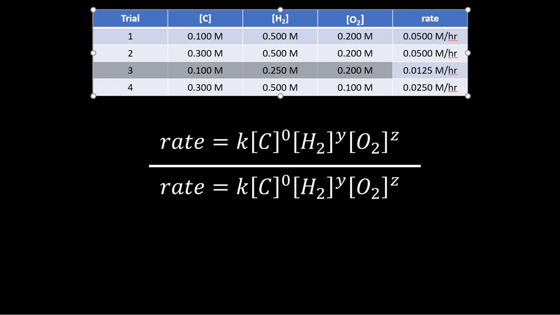Well, in trial 1, the concentration of carbon is 0.1 molar, and for trials 1 and 3, the concentration of molecular oxygen is 0.2 molar. So effectively, taking trial 1's data and trial 3's data, I'm going to divide the data in trial 1 by the data in trial 3. Now, the reason why I'm doing 1 over 3 is because in the end, I'm going to be looking at the concentration of molecular hydrogen.